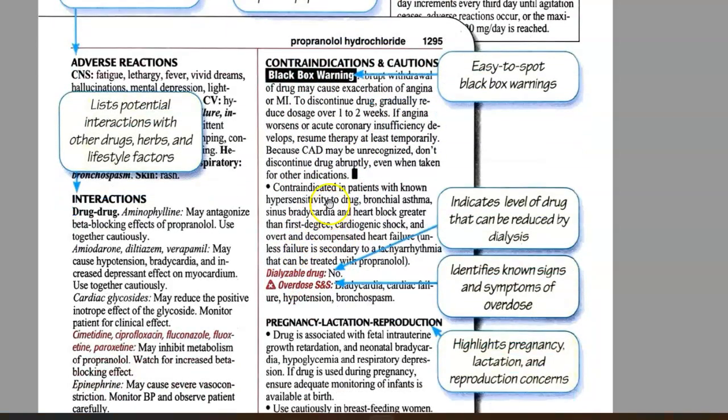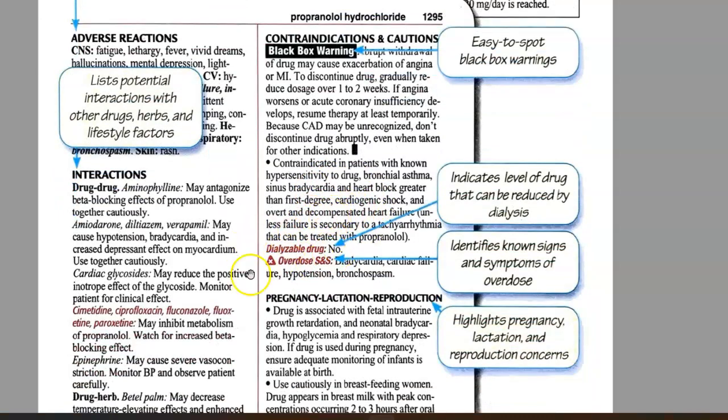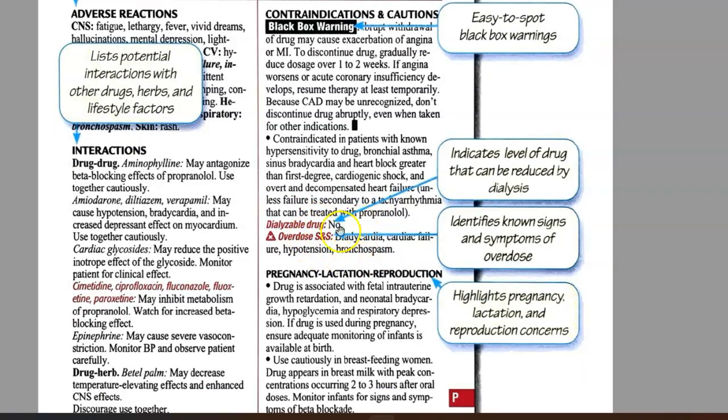Another good thing about this drug handbook, it can tell you if this medication can be dialyzed, especially for your kidney or dialysis patients. For this one, it says dialyzable drug, and it says no. So this is not dialyzed. And in case of overdose, it can also list down known signs and symptoms of medication overdose. For this medication, it has bradycardia, cardiac failure, hypotension, bronchospasm.